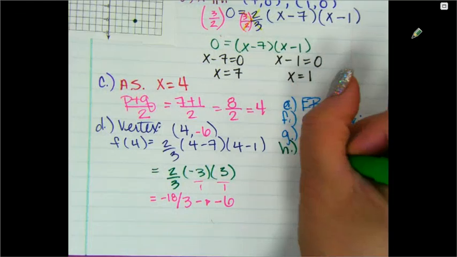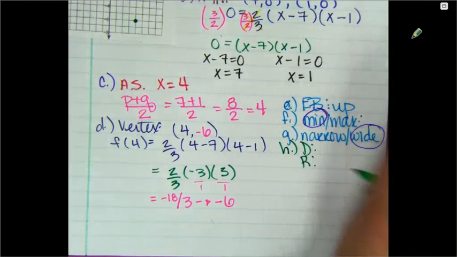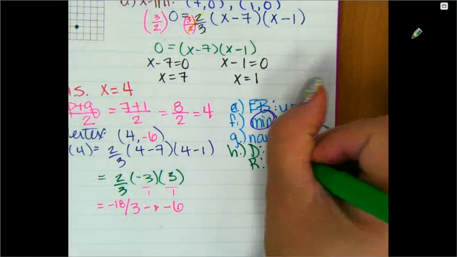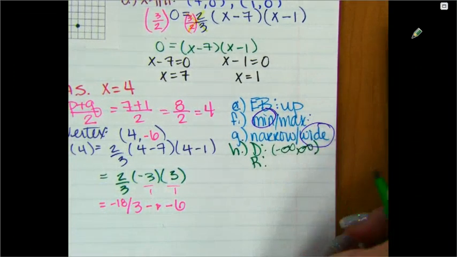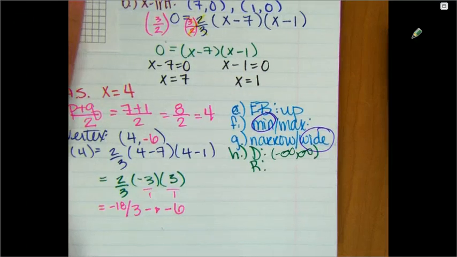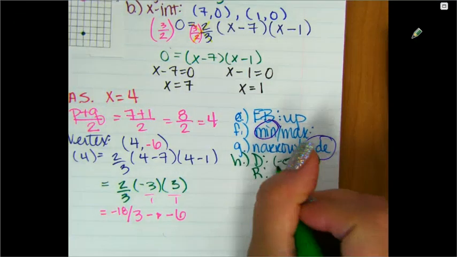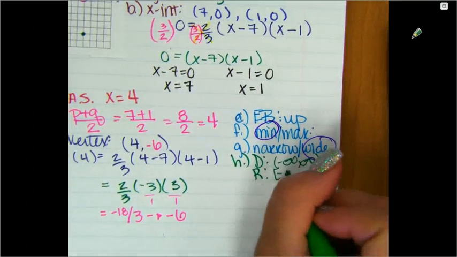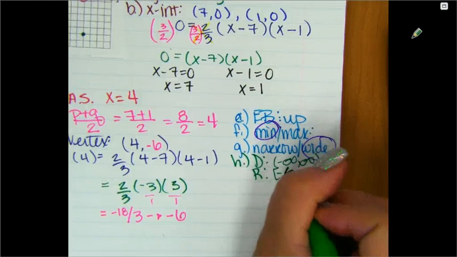Letter H. Domain and range. What's your domain? That should be memorized by now. Range. Let's graph it so we know. Negative 4 to what? Oh, not negative 4, sorry. Negative 6, sorry.